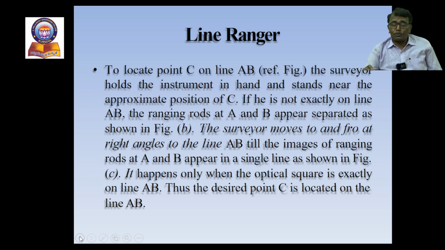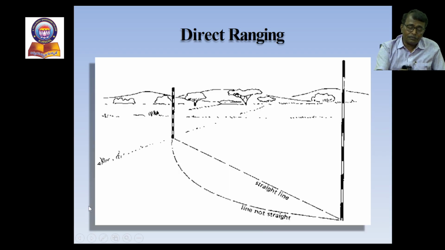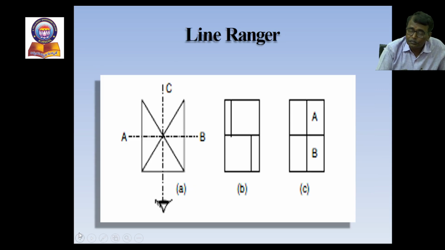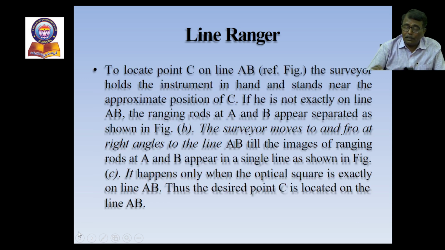The surveyor moves to and fro at right angles to the line AB till the images of the ranging rods at A and B appear in a single line as shown in figure C. So see the figure C, both the ranging rods will coincide. This happens only when the optical square or line ranger is exactly on the line AB. Thus the desired point C is located on the line AB.